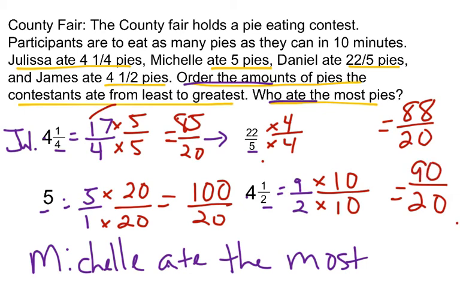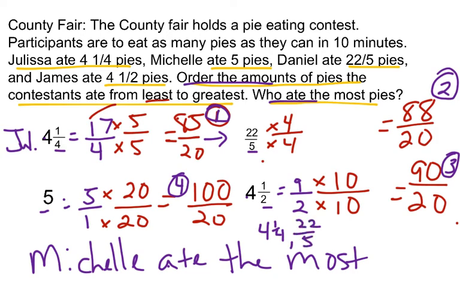So now I can order the pies from least to greatest. I can see my smallest amount, let me do that in a different color, is here at 85. My next is 88, 90 is my third, and 100 is my fourth. So that gives me 4 1/4, 22/5, 4 1/2, and 5 are my pies from least to greatest.